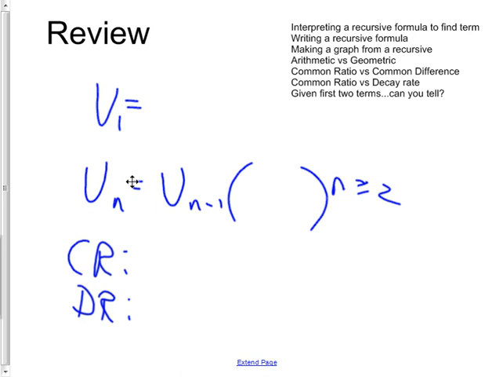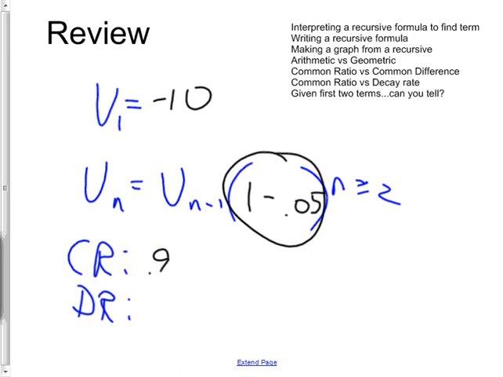Give the person a second. Pause for a second while you work on that. Okay, so you should have said, we started at -10, and it's a decay rate, so it's a 1 minus something. 1 minus 0.05. Okay, and then the CR is the whole thing together, which would make 0.95. The decay rate is the 5%. It's 5% decay. How many of you had that one right? Good. And you're catching on some of the more tricky parts. That's awesome.